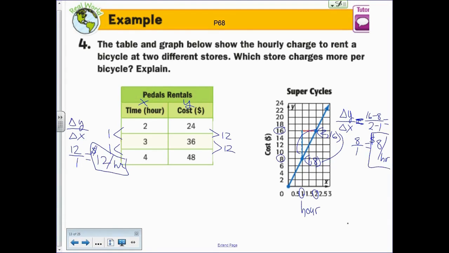So the question is, which store charges more per bicycle? Well, that would be Pedals, because Pedals is charging $12 per hour. That is their unit rate, while Supercycles charges only $8 per hour. If I wanted to write an equation for each one of these, this one would be y equals 12x, while this one over here, Supercycles, would be y equals 8x.